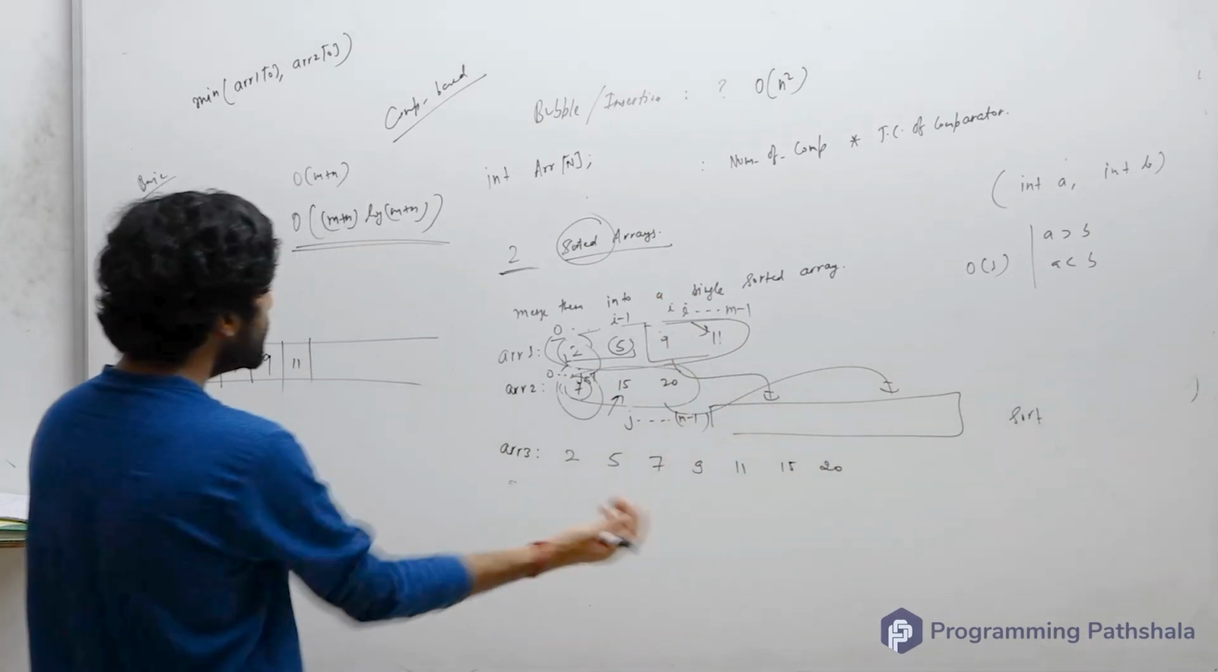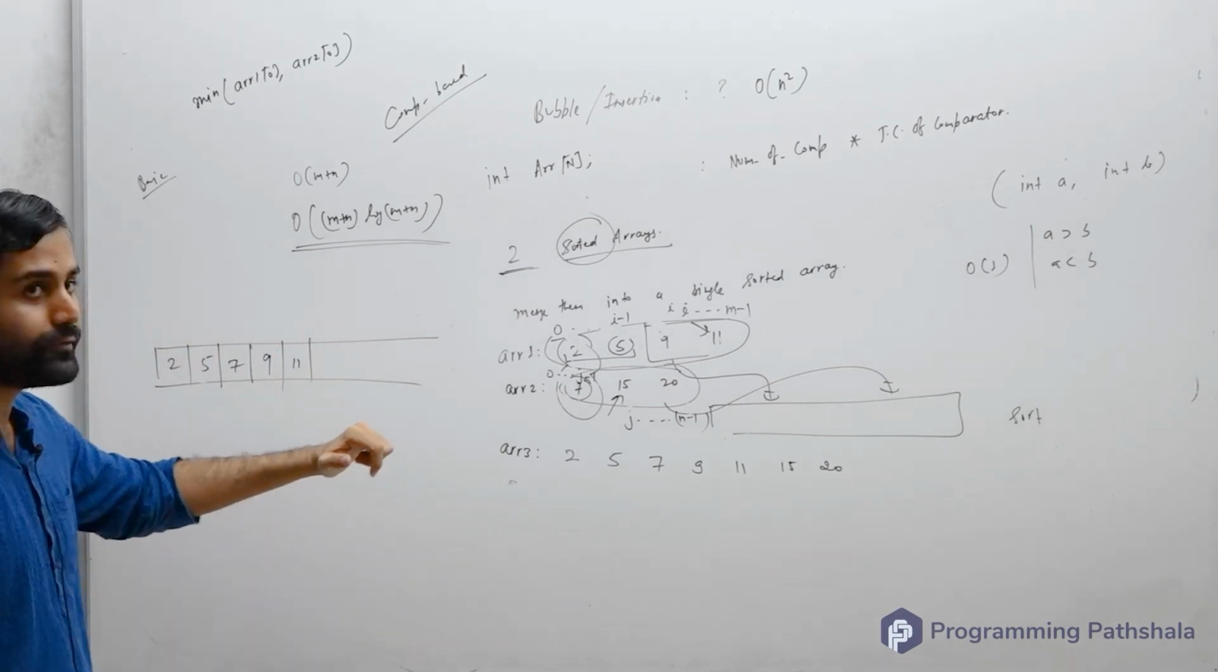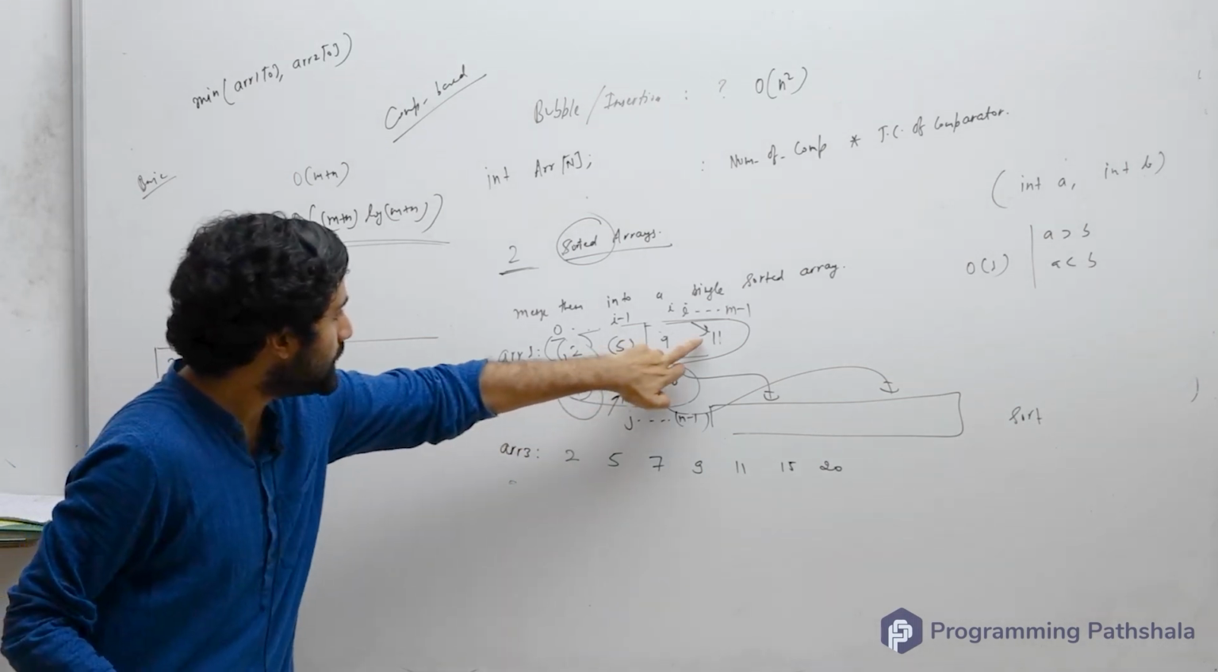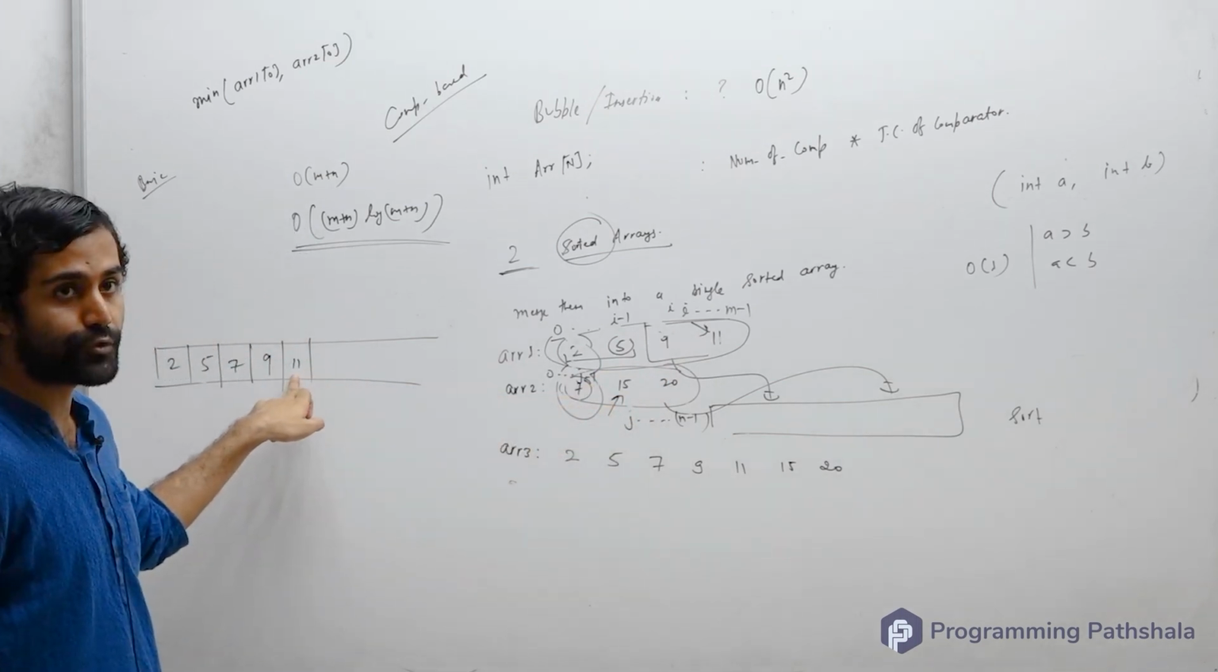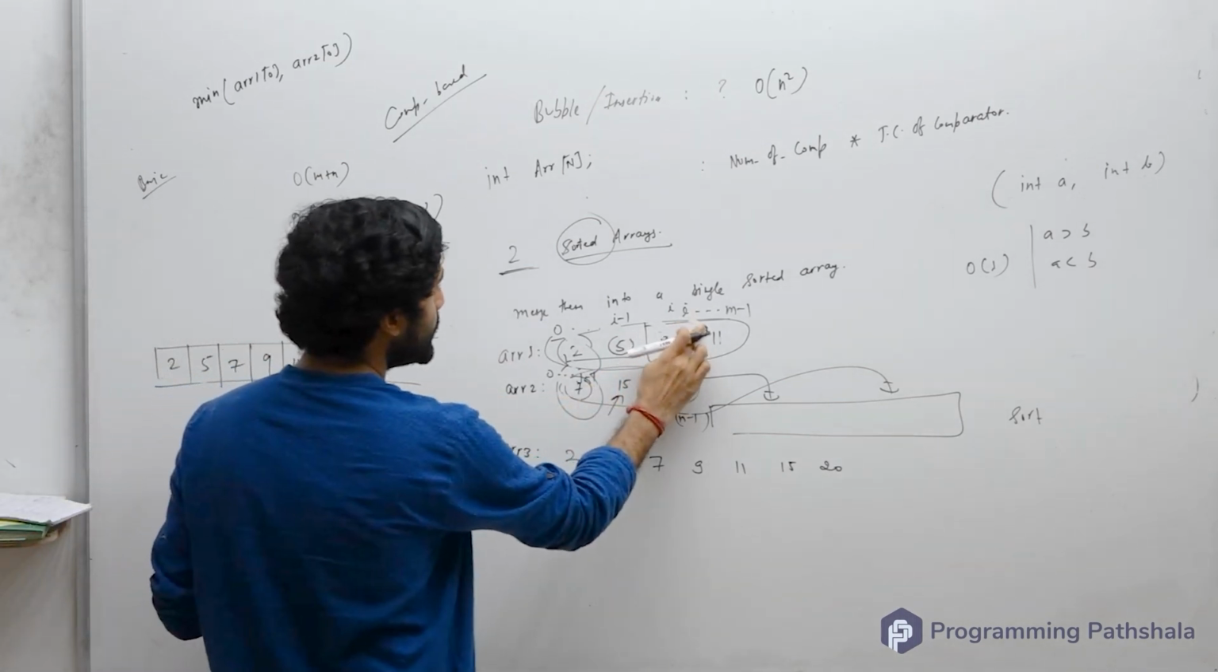Okay, so this is what I did. So eventually what would happen is that, let's say this is here and this is here. So out of 11 and 15, smaller one is 11. So you positioned 11 over here and then you incremented this pointer.